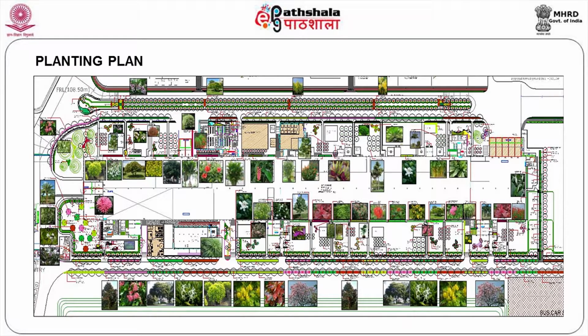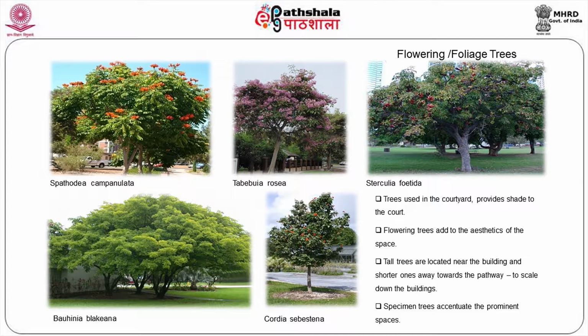You have the presentation of the planting plan with all the plant material in different locations identified. If you zoom in, you can see all the planting plan requirements. Foliage plants and trees are used in the courtyard to provide shade to the court. Flowering trees, tall trees, specimen trees. Different types of trees, each with a different character.